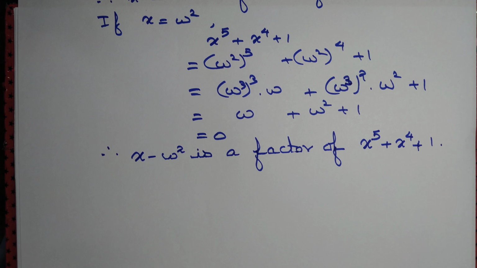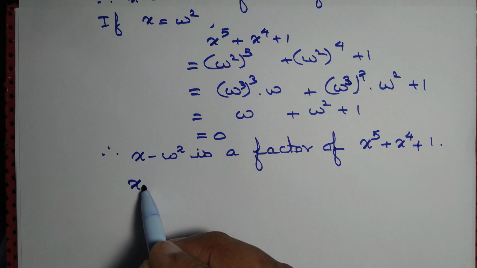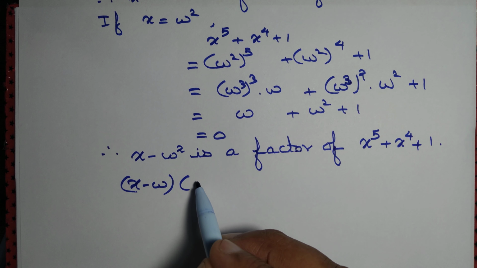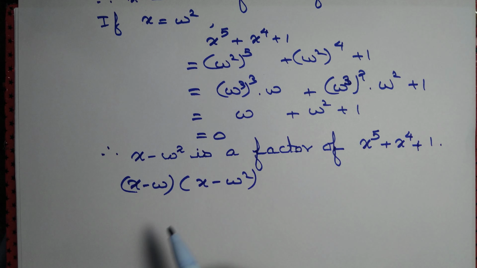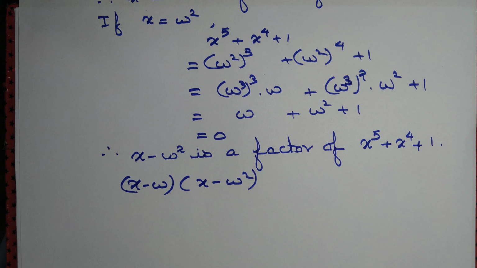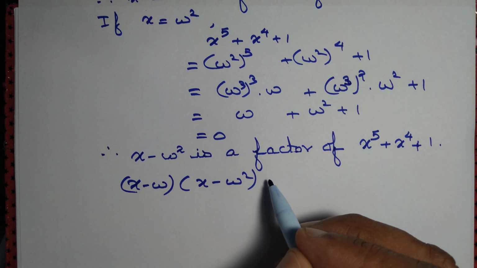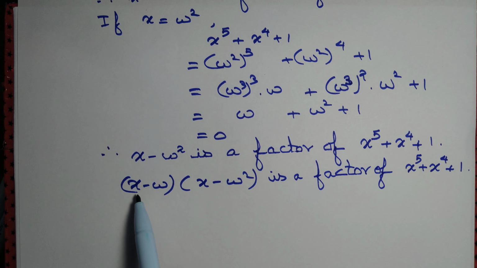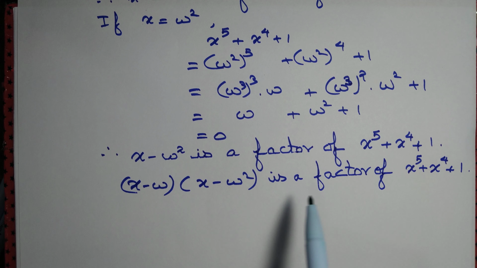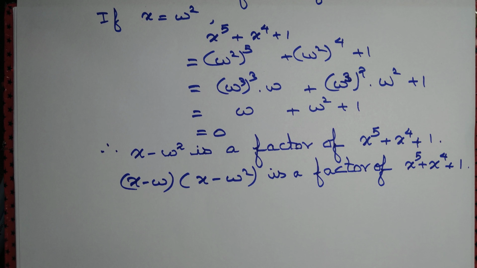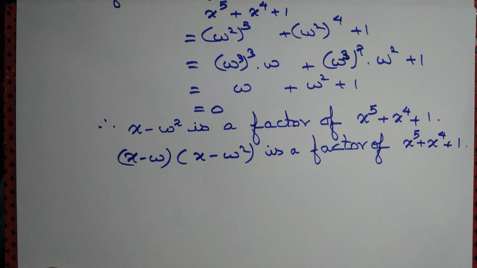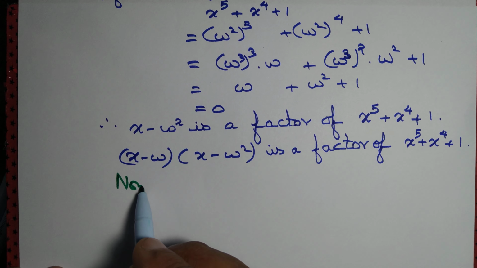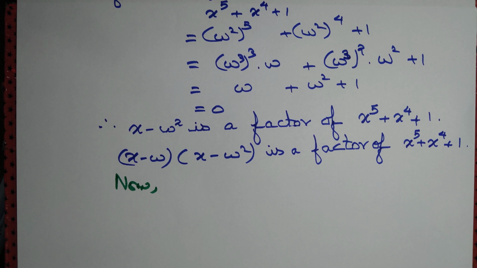So we can combine that and say that x minus omega into x minus omega square is a factor, because we would like to deal only in the set of real numbers. So x minus omega into x minus omega square is a factor of x to the power 5 plus x to the power 4 plus 1. Now, as we said earlier, we would like to restrict ourselves to the set of real numbers. Let's multiply this. Can we do it?